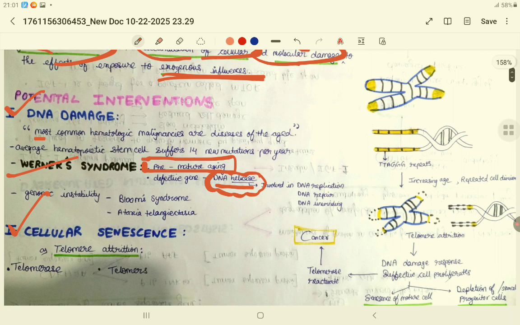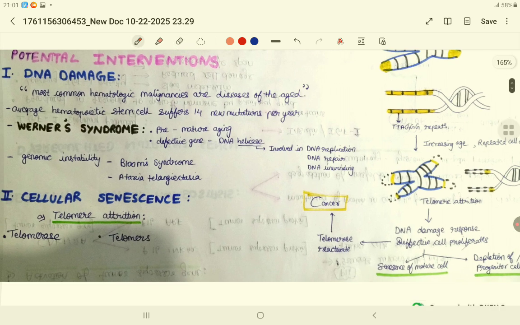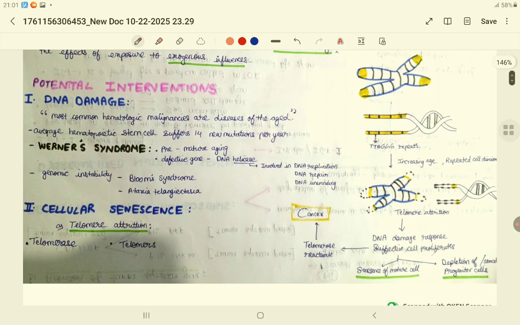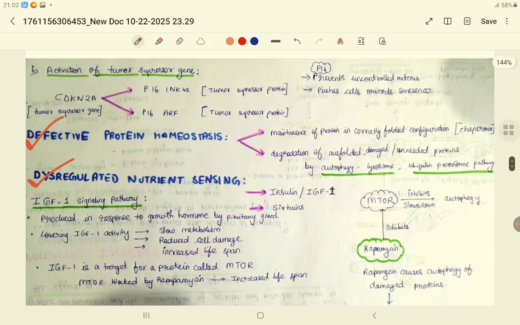Now he has also explained two other important syndromes called Bloom syndrome and ataxia telangiectasia. These are all about DNA damage. Now let us talk about cellular senescence. Cellular senescence basically involves two important characteristics. First one is called telomere attrition, and the second is called activation of the tumor suppressor gene.